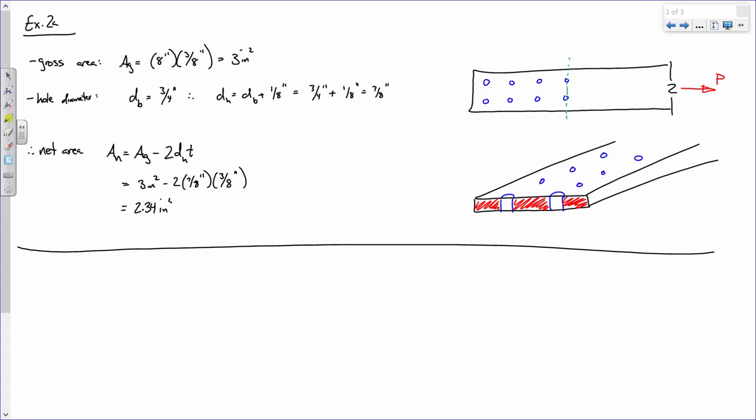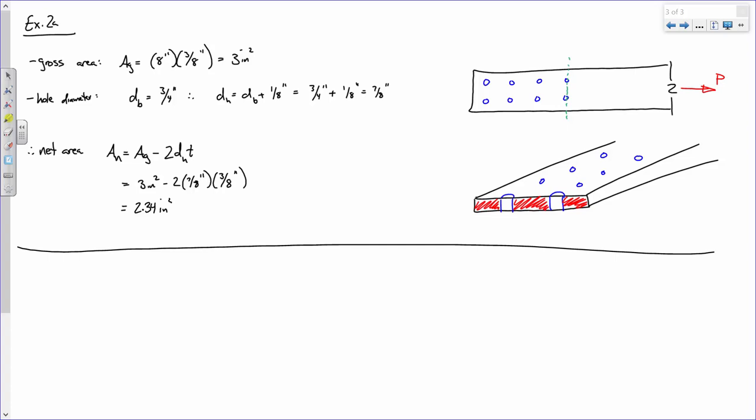Yes, sir. What does the t stand for? The plate thickness. This problem had a 3/8 inch thick plate. That's a great question, and that's going to become important. It's going to become more prescriptive in our next problem because we're going to have to be a little specific about what we're talking about. Sound good? All right. Any questions on this?